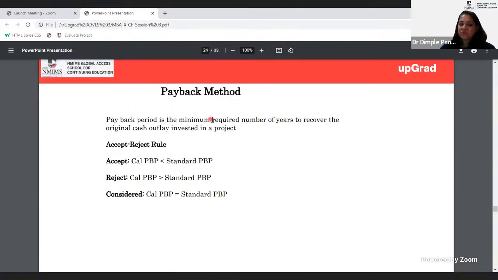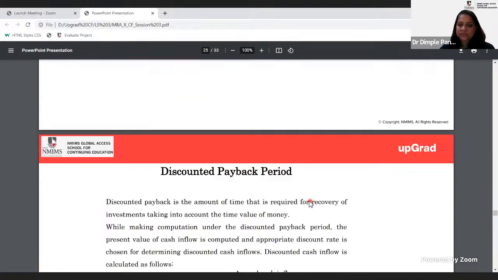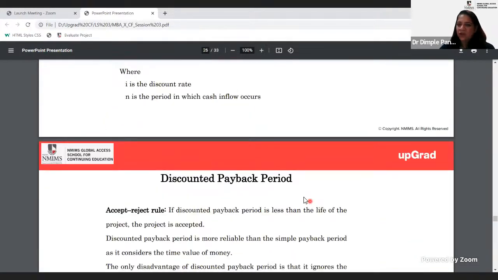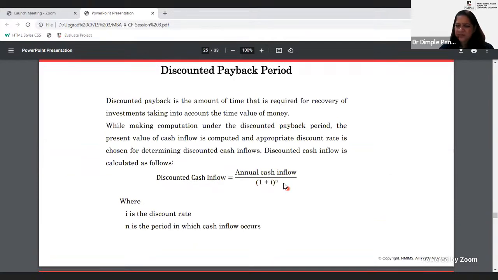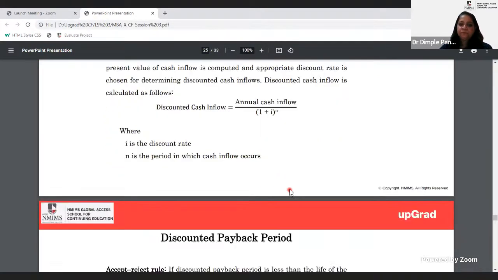In case of payback period, whenever the calculation that you have done is lower than the standard or the management payback period decided, only then you will select the project, else you will reject it. Formula you don't need to remember. Isn't it logic based? It's all logic based, how long will it take? No need to remember the formula as such.